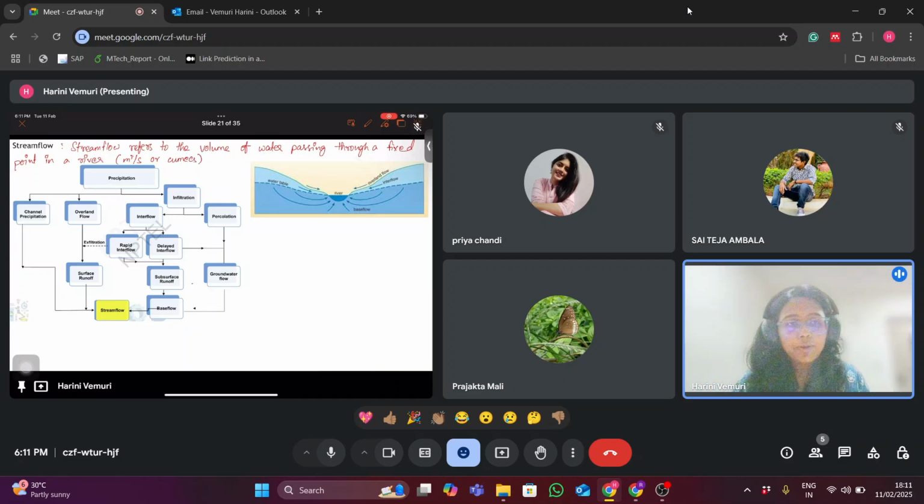Okay, so we all know that precipitation is the main source of stream flow, right? So the different stages that take place for the precipitation to get converted into stream flow are shown in this flow chart. First, when the precipitation occurs, a part of it falls within the river channel. That is called channel precipitation, which will contribute to stream flow directly, right?